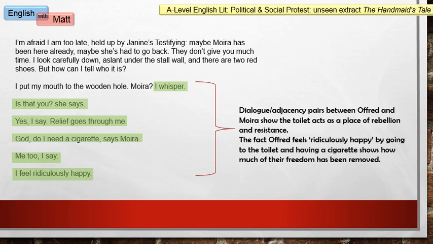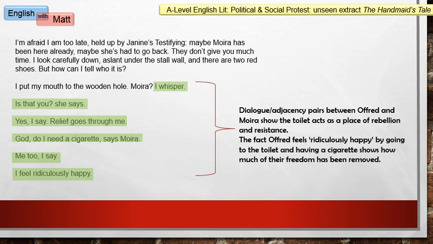So this is a form of rebellion and resistance, because they are using that toilet as a place to have a cigarette and just have some informal friendly banter, which is of course what they would have had without permission before Gilead came into power. So there's this huge contrast between Gilead now and what life used to be like. And the fact that she feels ridiculously happy suggests how much of their freedom has been removed, that even going to the toilet and having a cigarette with a friend is now over exaggerated as being something amazing.